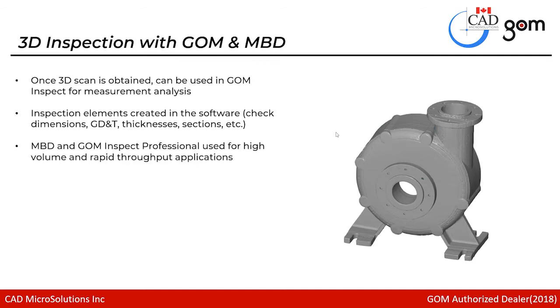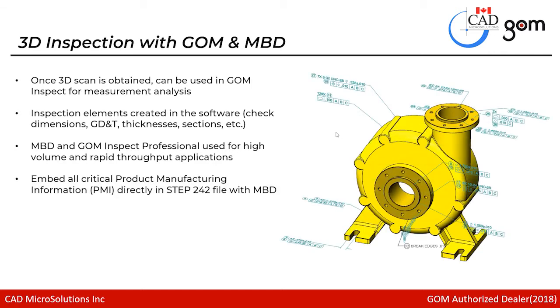Now, if we wanted to take it a step further and automate certain processes, such as manually creating each of these characteristics, we can use SOLIDWORKS MBD and GOM Inspect Professional to achieve this for high volume and rapid throughput applications. So the first process would be to go into SOLIDWORKS MBD, where we have our CAD model, and then embed all our critical product manufacturing information directly in a STEP 242 file that has all of the inspection characteristics listed inside.